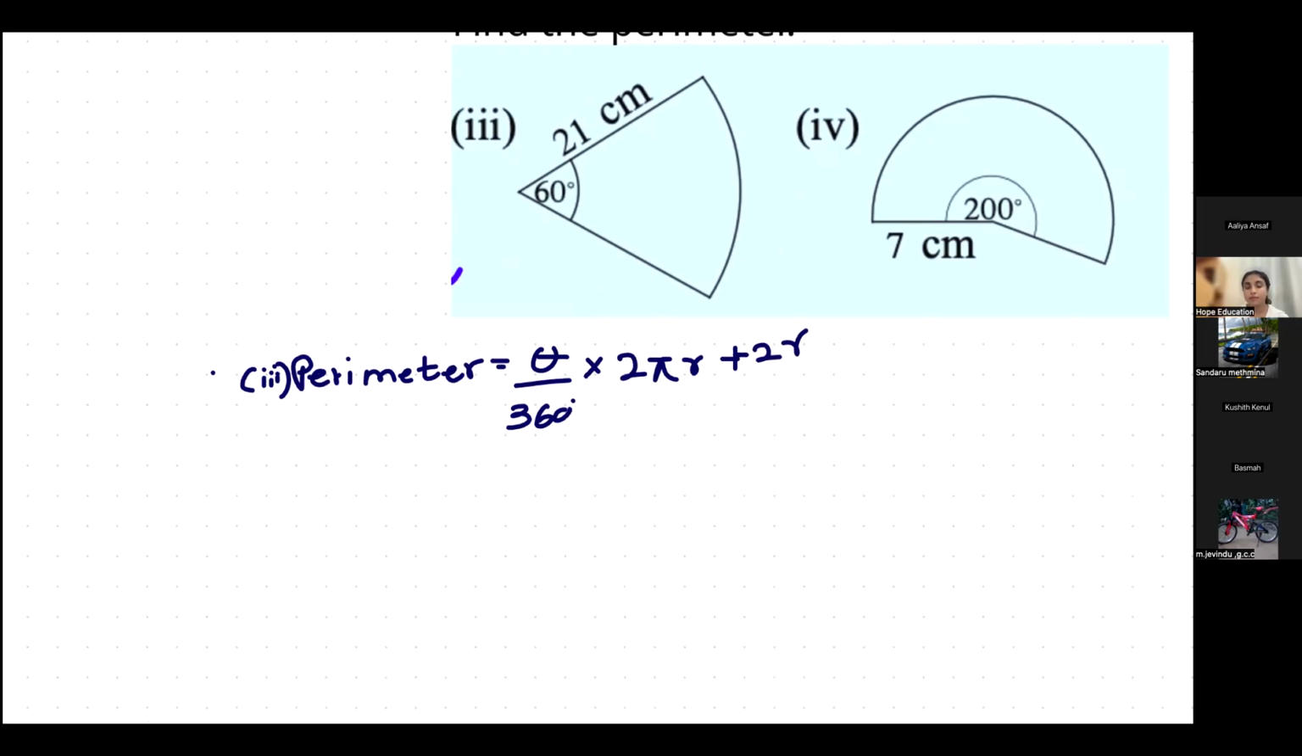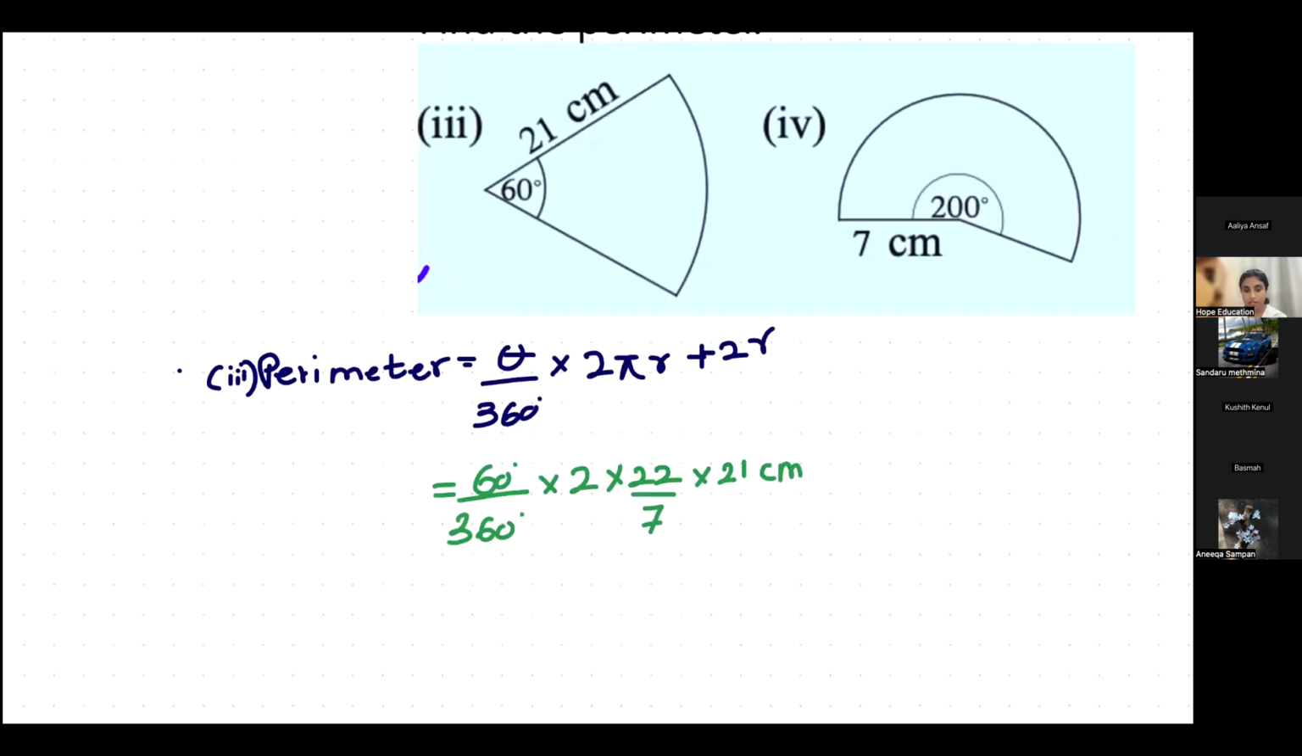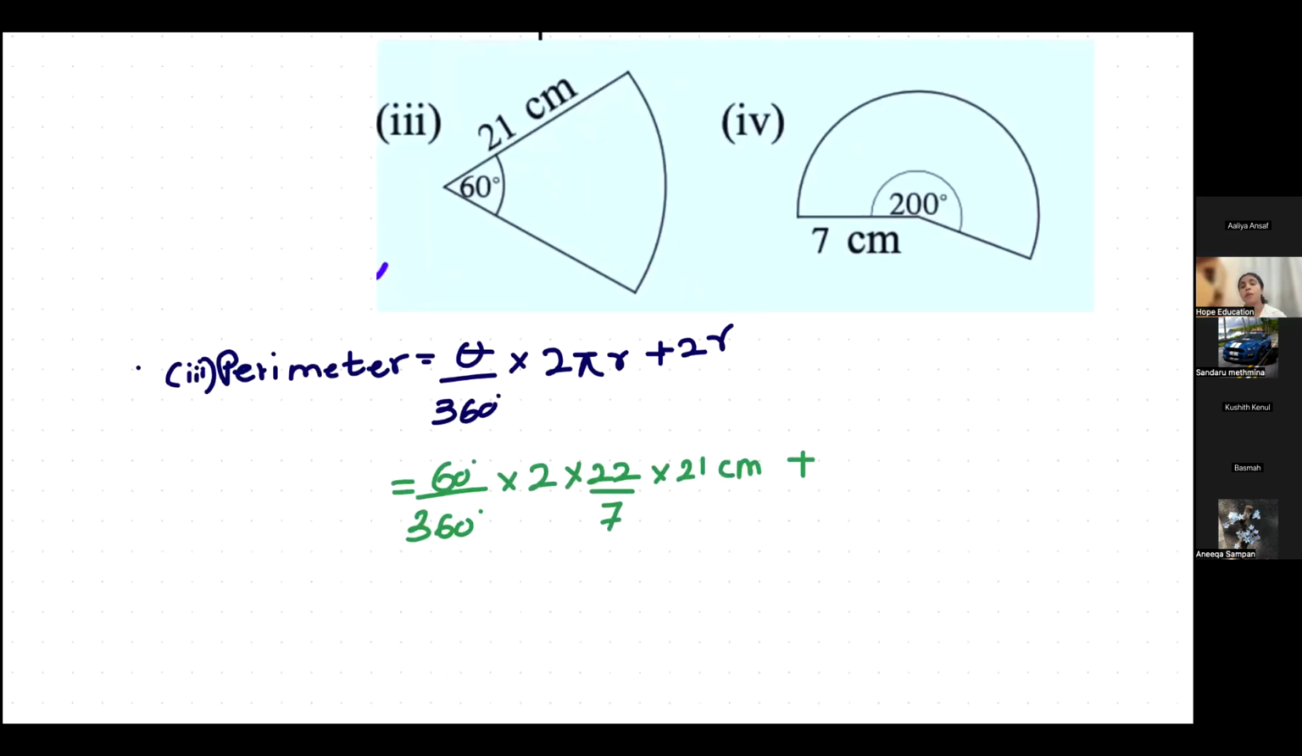What is theta here? In the third one, what is theta? 60. Divided by 360. Multiplied by 2, pi is 22 over 7. What is radius here? 21. Yes, very good. 21 centimeters. And 2r means 2 times r. 2 times r is still 21. So 21 centimeters. Then we cut and chop.